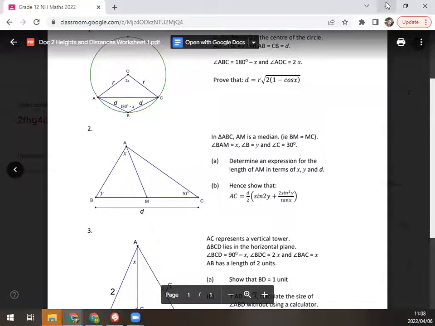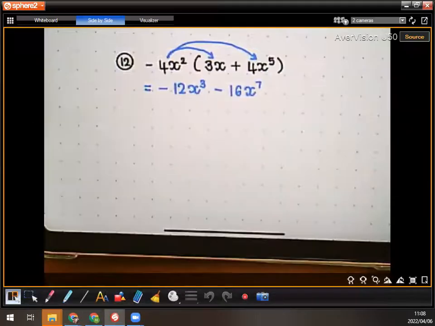Oh, sorry. No, that's not yours. That is matric stuff. Okay, classroom. Yes, there you go. You're welcome.